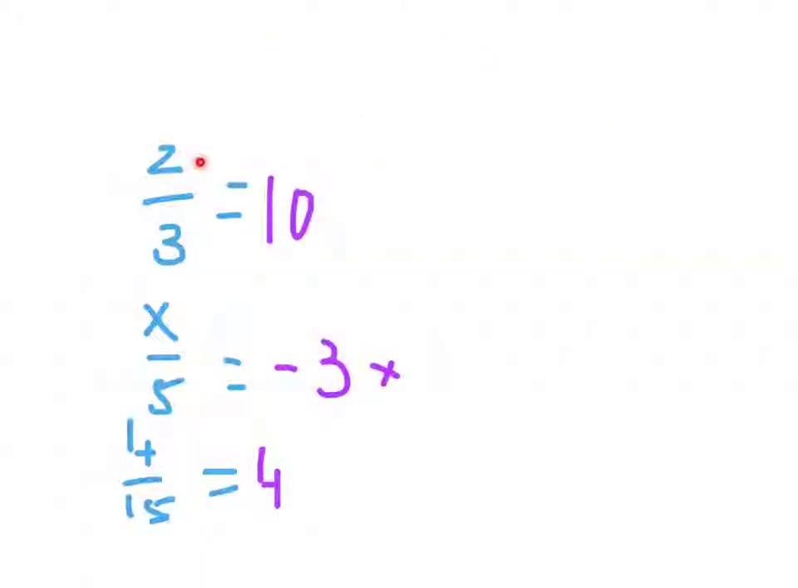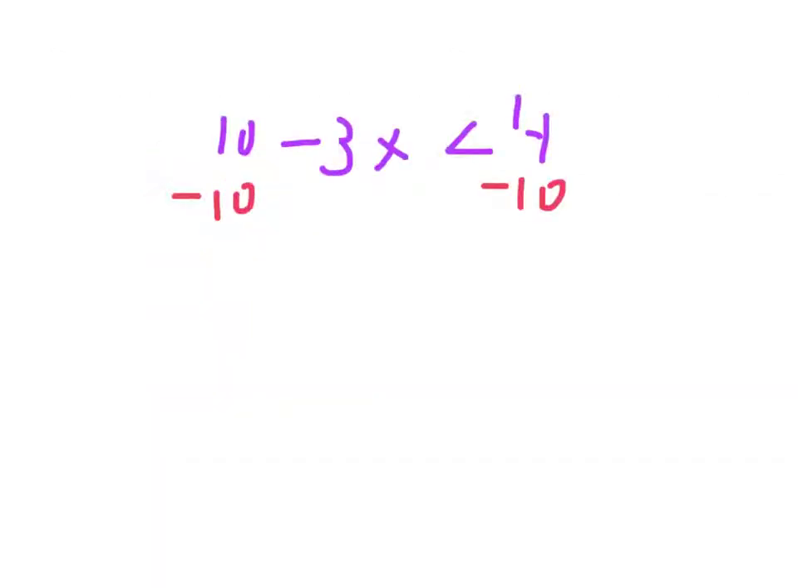So 2/3 becomes 10 because you've gotten rid of the denominator and multiplied the numerator. Same with the x over 5 becomes negative 3x because there's a negative sign before it. And there's an x. You can't get rid of the x. You can't just multiply it, so it becomes 3x. And then 4/15 is going to become 4 because you multiply it by 1.